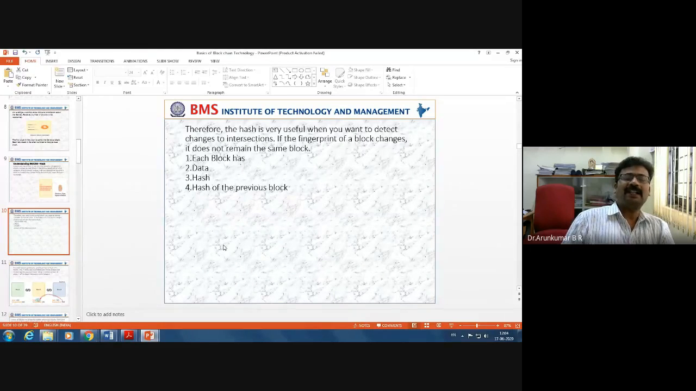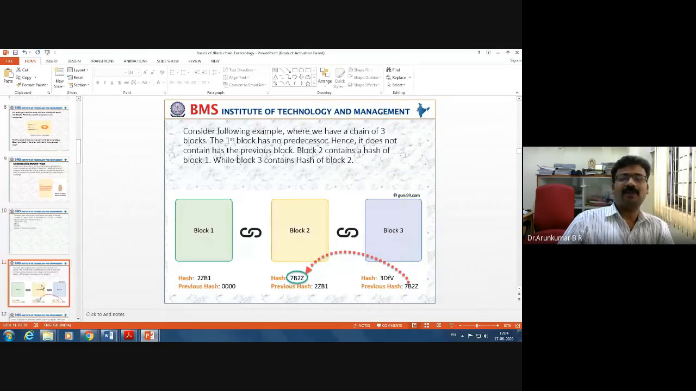Each block has data, each block has a hash, and the hash of the previous block. Therefore, remember, each block consists of data, a hash, and the hash of the previous block. Consider the example given here, where we have a chain of three blocks: block 1, block 2, block 3. The first block has no predecessor. This is the first block created, also called the genesis block. Hence, it does not contain a previous block hash.